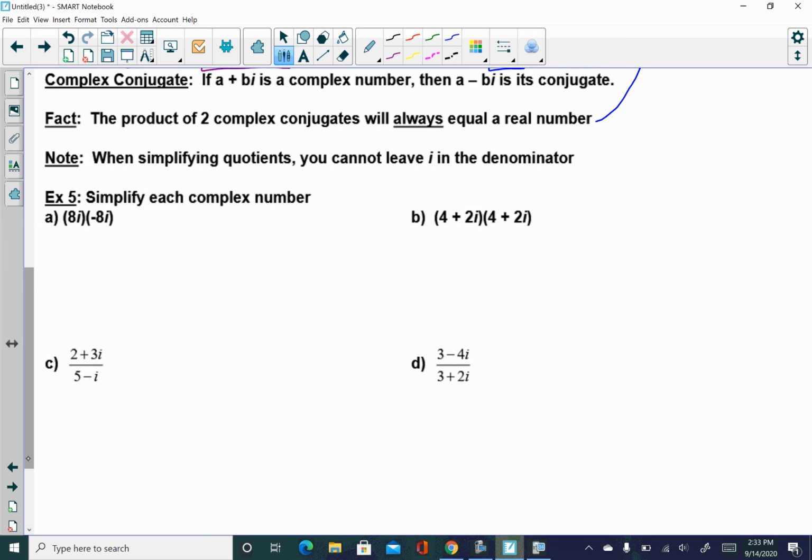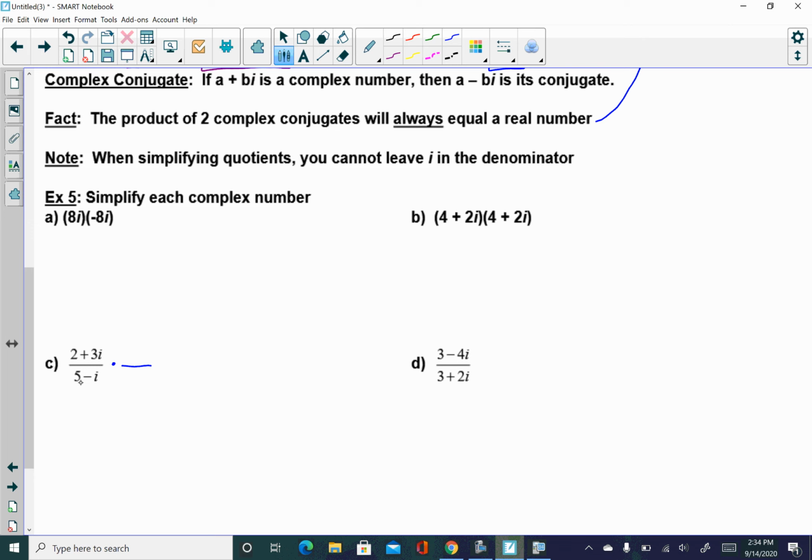So in letter C and letter D, I'm going off of this last note where it said I can't leave i in the denominator. So in order for me not to leave i in the denominator, I'm going to utilize the complex conjugate. I'm going to multiply by my conjugate, and that way I know it's going to get rid of the i in the denominator, because it's going to leave me with a whole number in the denominator.